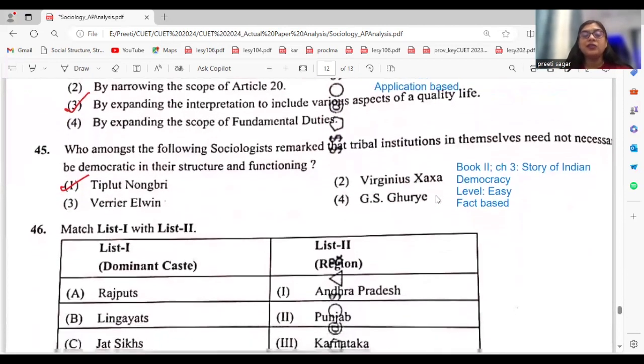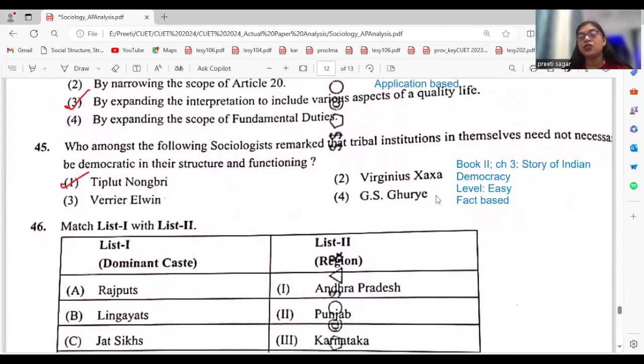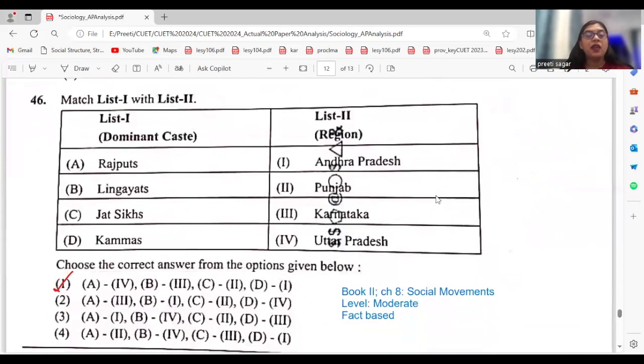Who among the following sociologists remarked that tribal institutions in themselves need not necessarily be democratic in their structure and functioning? That is Tiplut Nongbri. So option 1 is the right answer.